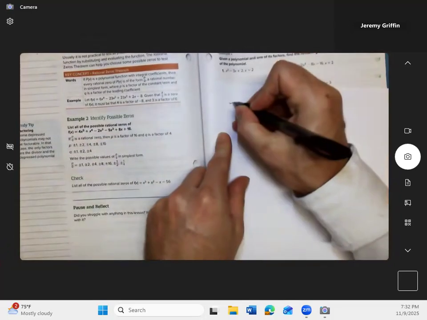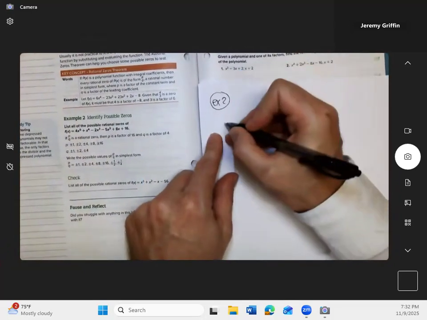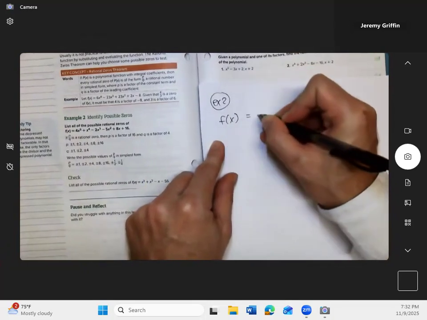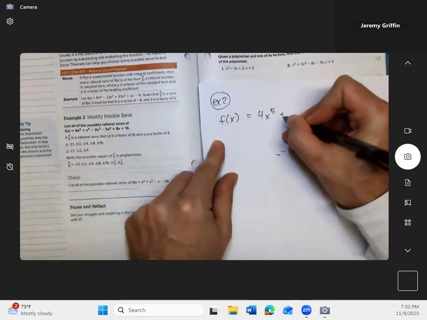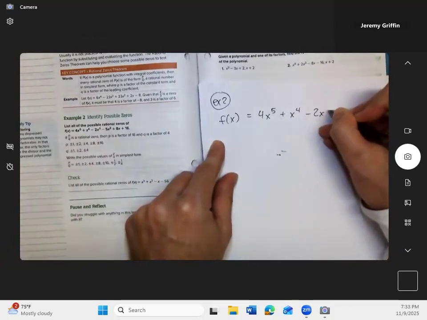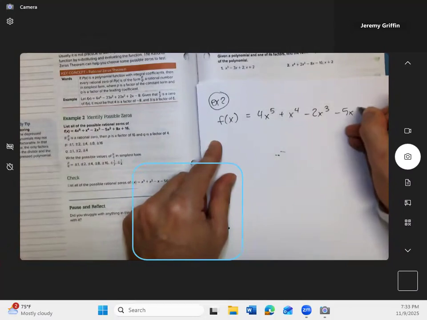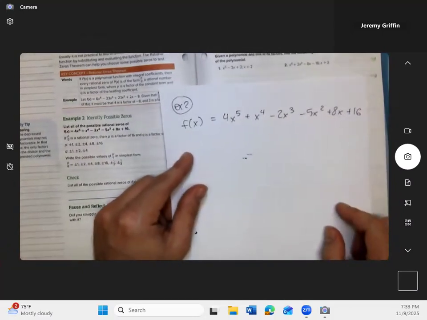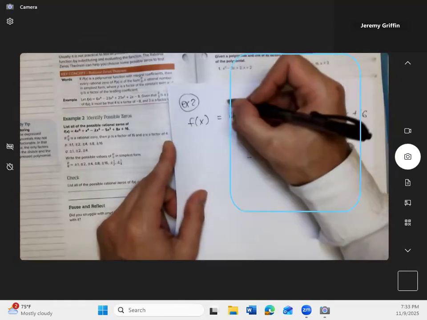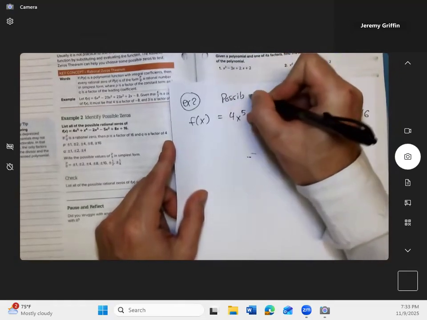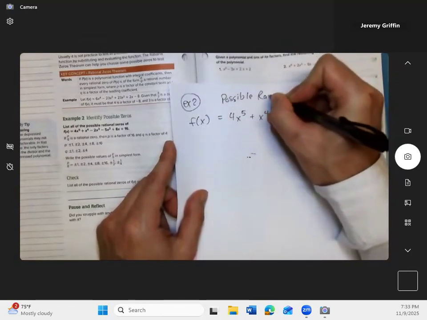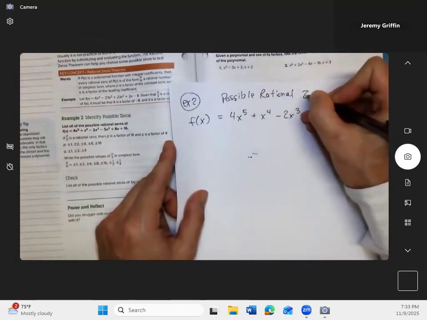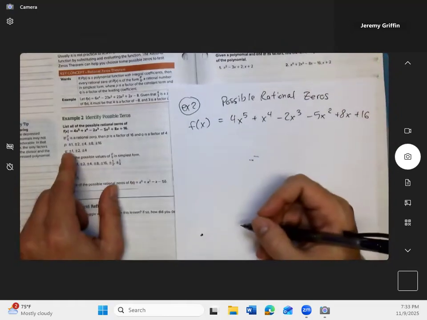And the other half of this lesson is, what are some possible zeros? To give you an example here, example 2. We've got f of x is 4x to the fifth plus x to the fourth minus 2x to the third minus 5x squared plus 8x plus 16. Now for possible rational zeros, they have this P over Q method.